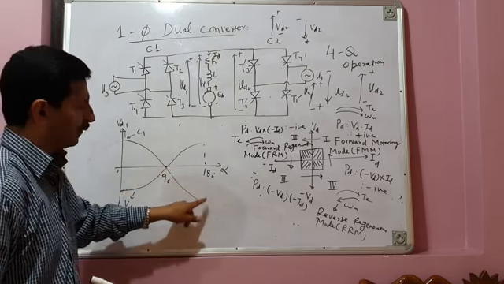Okay, so from 0 to 90 degrees, converter C1 will operate in the rectification mode and C2 will operate in the inversion mode. And from 90 to 180 degrees, converter C1 will operate in the inversion mode and converter C2 will operate in the rectification mode. Their roles are reversed. So this is how we graphically show it. Now let us try to understand operation of this dual converter with the help of waveforms. Waveforms are very important to understand the operation.